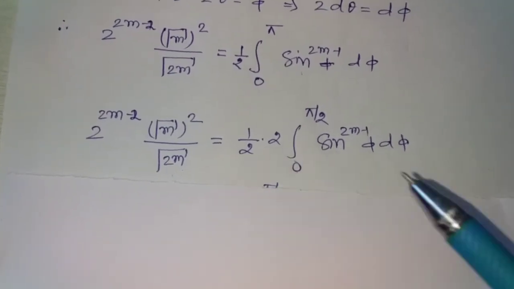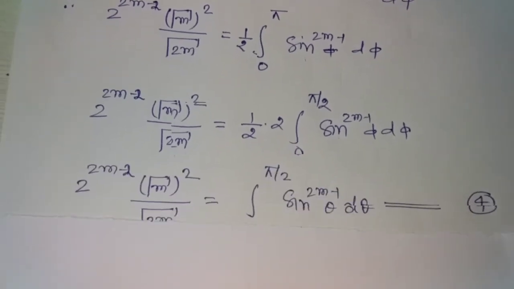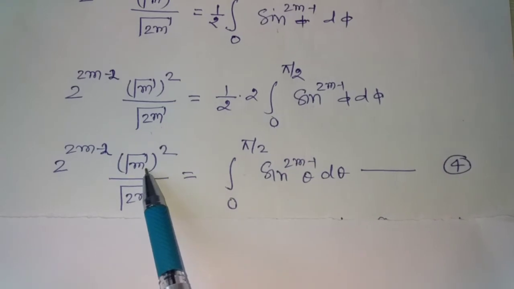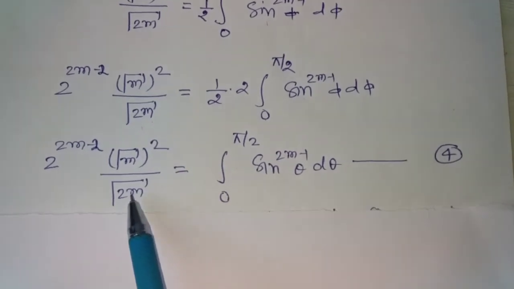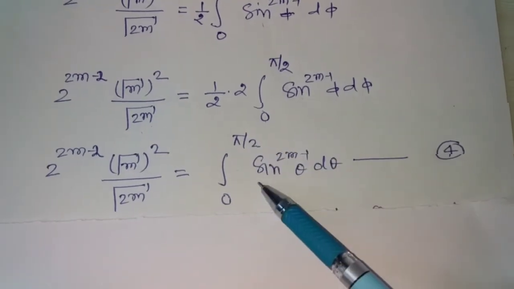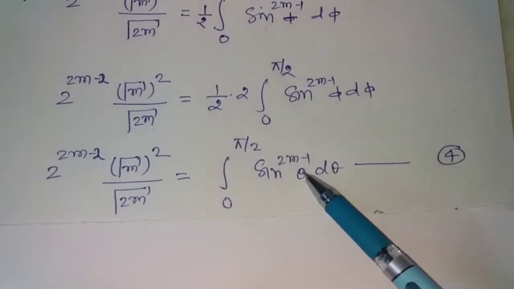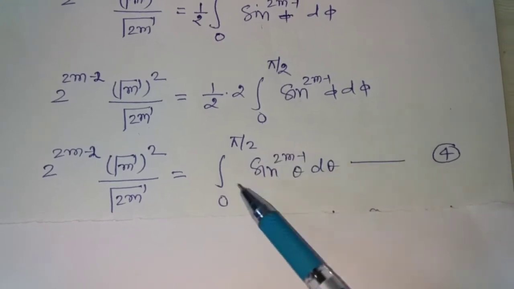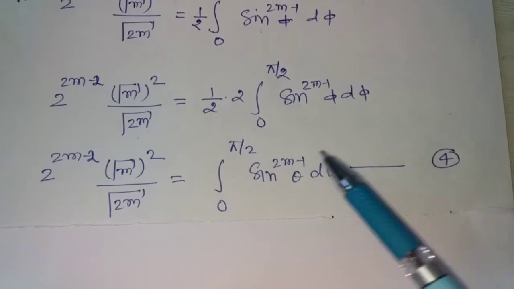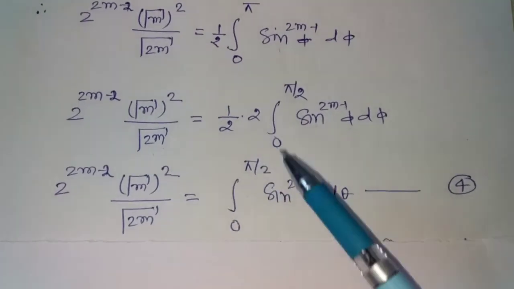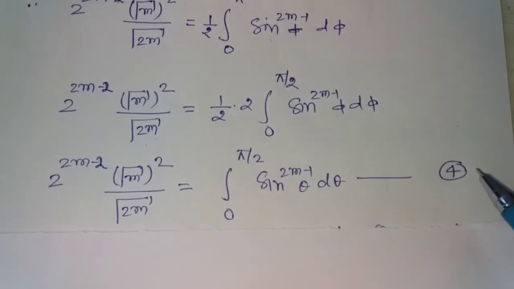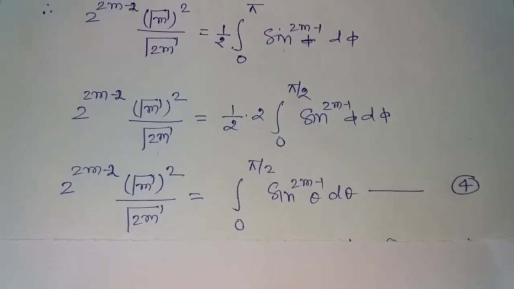Now 2 and 2 cancel, and then we get 2 raised to 2m minus 2 gamma m whole square upon gamma 2m equal to 0 to pi by 2 sine raised to 2m minus 1 theta d theta. Using the property of definite integral, we can change the variable of integration throughout without changing its limit. So this is the first relation. This is the key, another key relation.